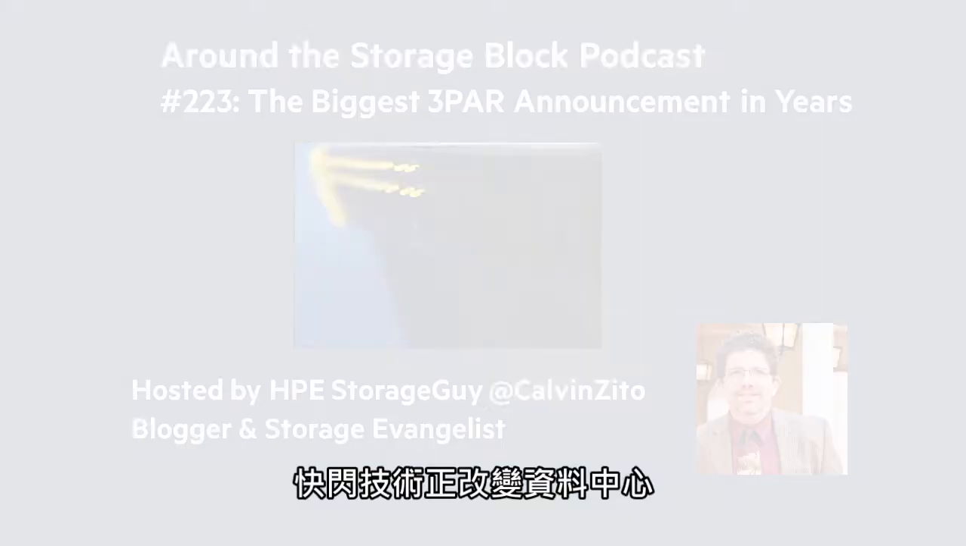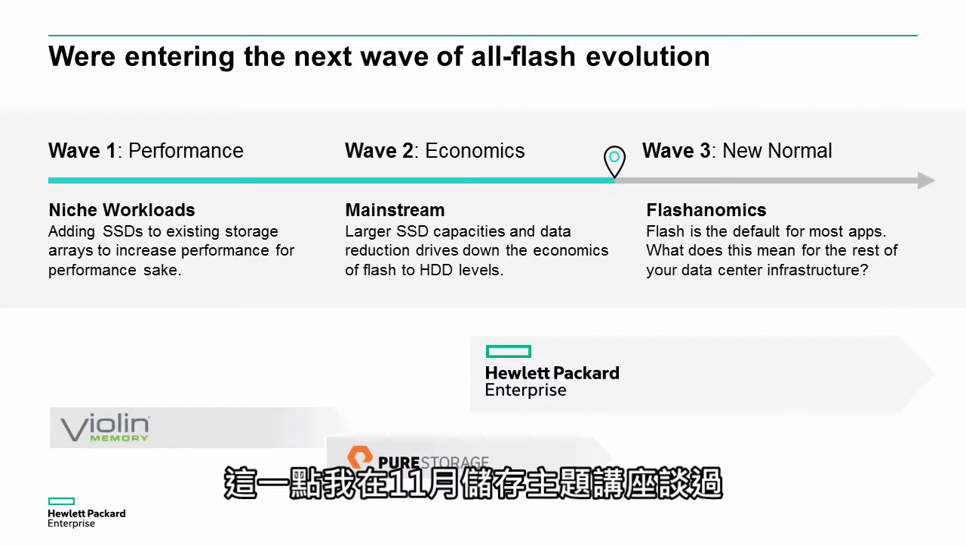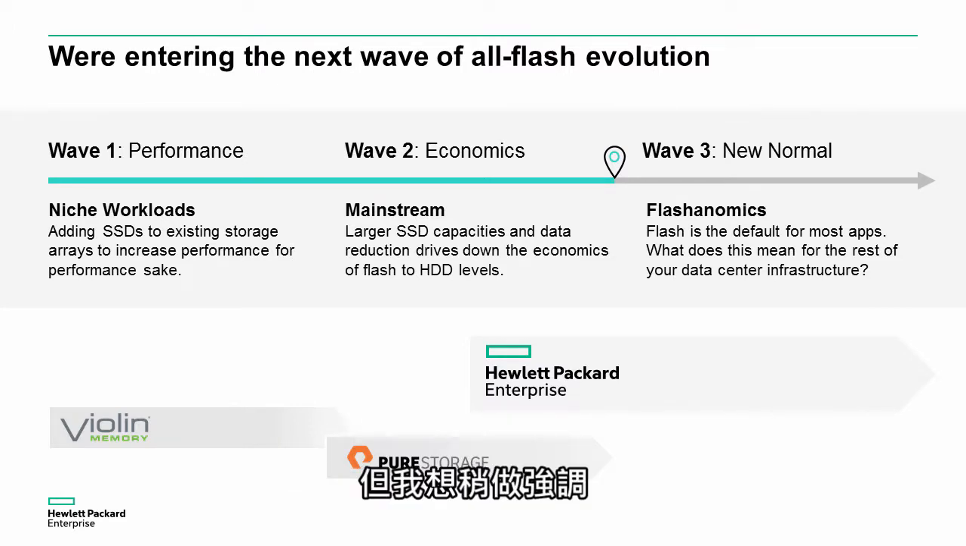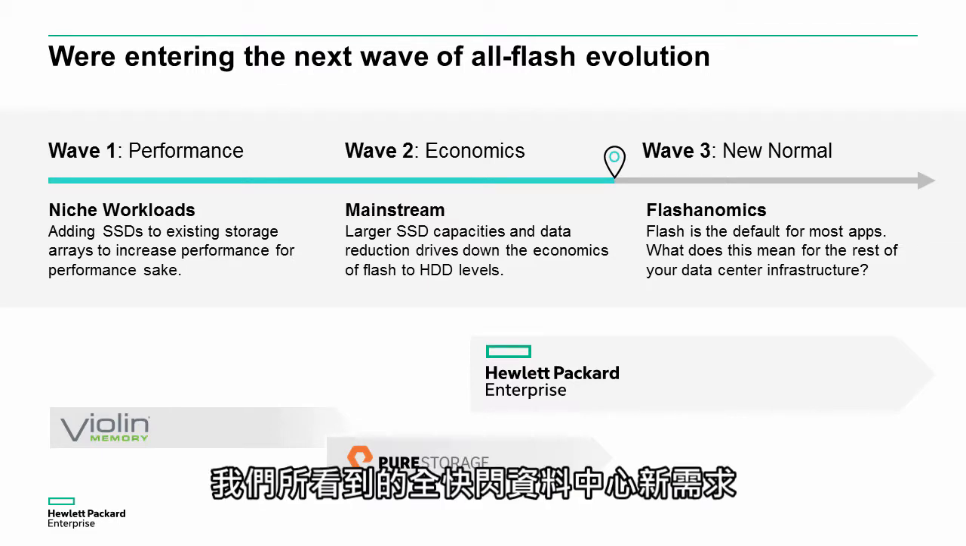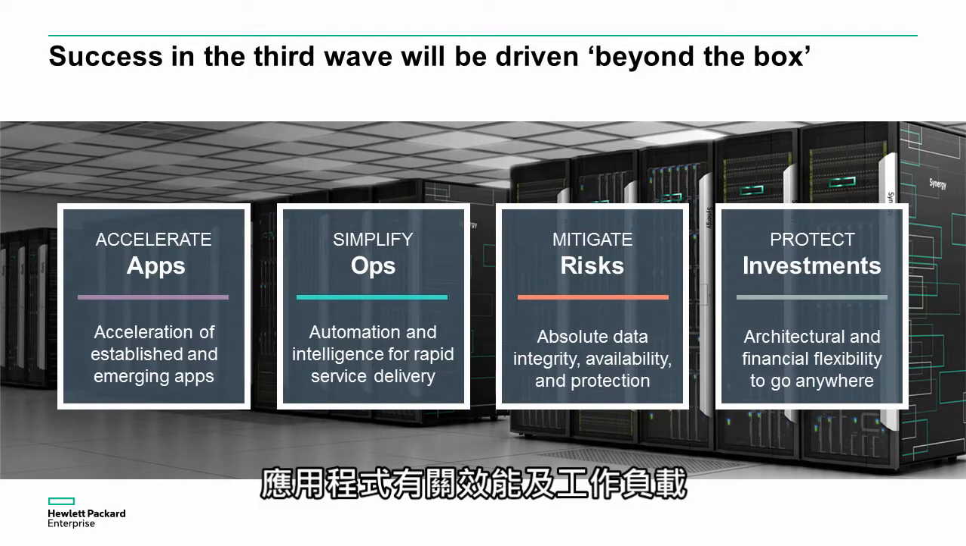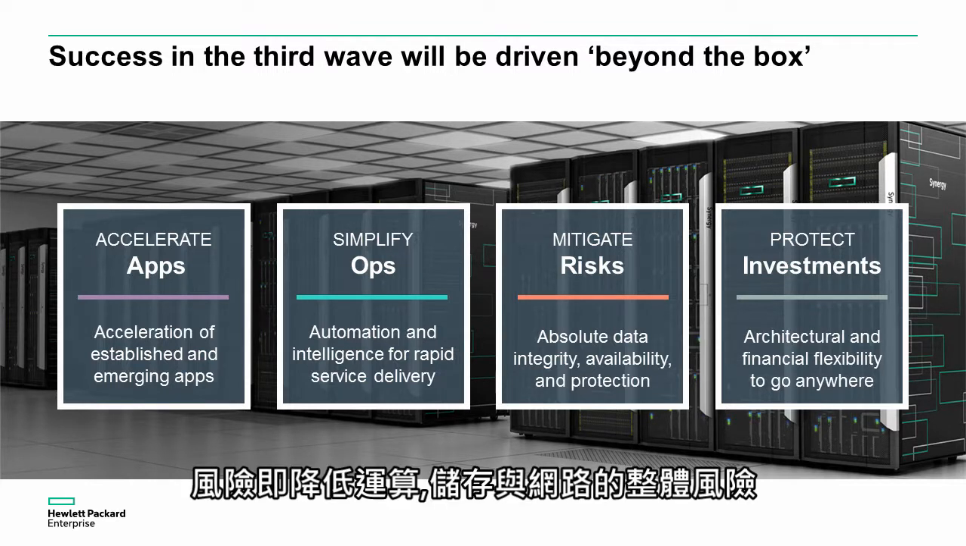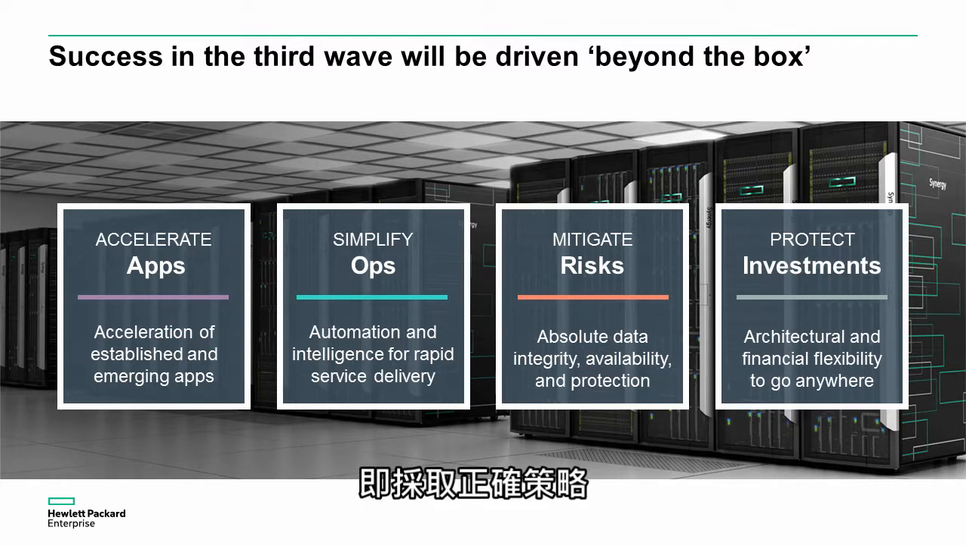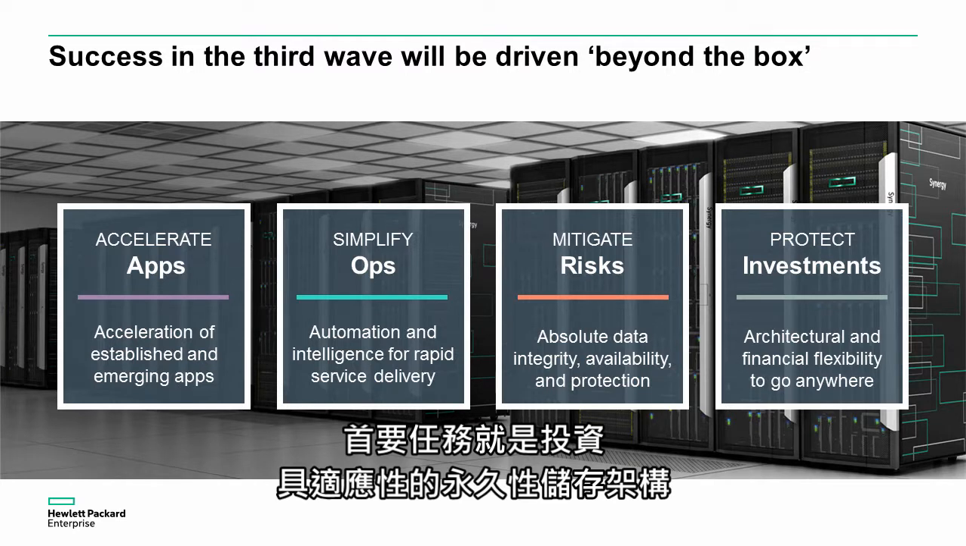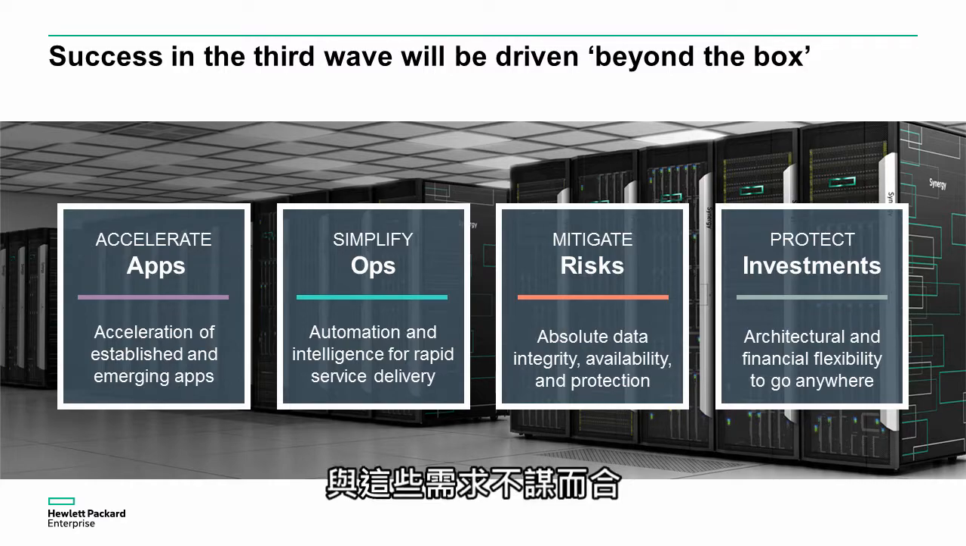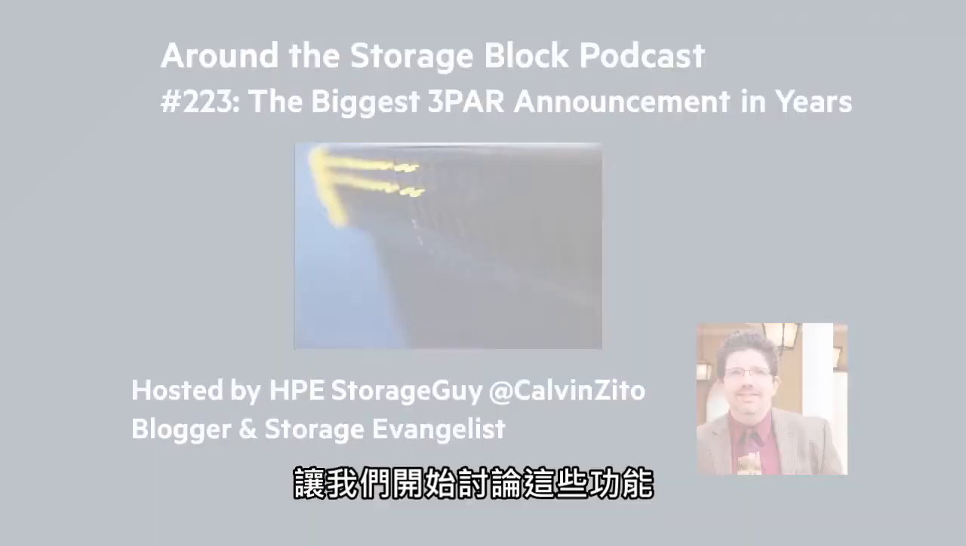Flash is changing the data center, and I talked about this in a Chalk Talk back in November. I don't have time to review it here, but I do want to highlight what we think are the new requirements of the all-flash data center. There's 4 of them. Apps. Think performance and workloads. Ops is about operational efficiency through simplifying. Risks. Here it's about minimizing risks across compute, storage, and networking. And then finally, investments. And this is about implementing the right strategy. And it starts with investing in a timeless storage architecture that enables you to adapt. The enhancements I'm going to talk about fit nicely into these requirements, so let's go ahead and talk about them.